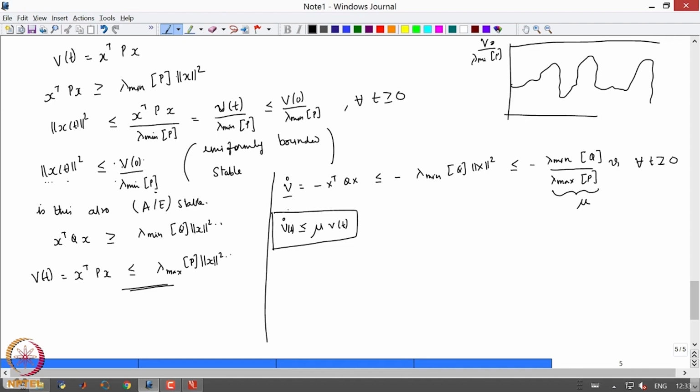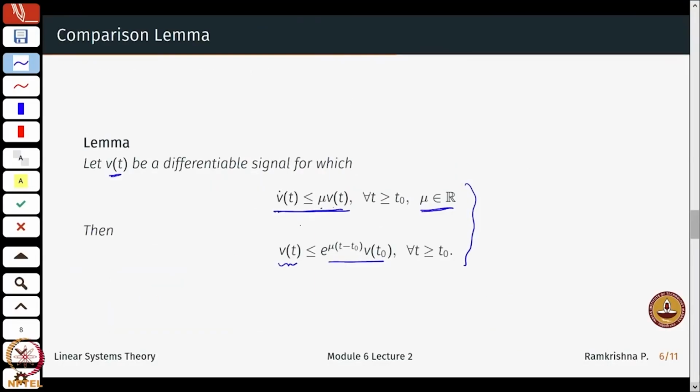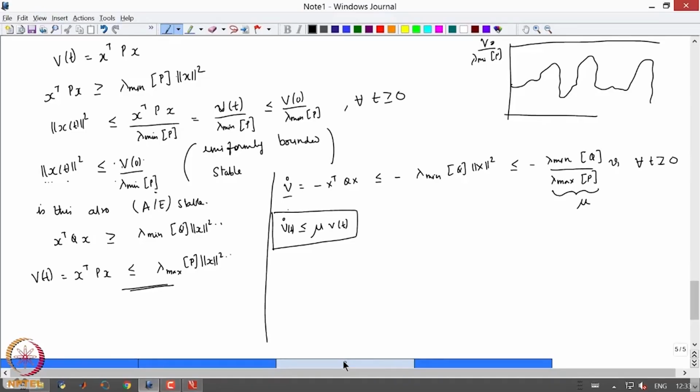Now, there was this thing called the comparison lemma which I stated: whenever V, which is a differentiable function, and I know that my V over there was a differentiable function, satisfies V dot less than or equal to mu V, where mu was the ratio of those minimum and maximum eigenvalues of Q and P respectively with a negative sign, then V satisfies something like this. Okay, so let us exploit that and write down, with applying the comparison lemma now.